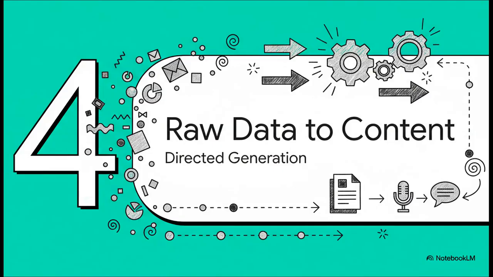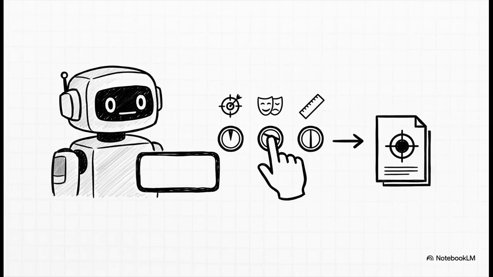Okay, let's dive into the payoff. This is all about turning that validated research into professional, ready-to-use content. This is where the whole workflow really comes to life. So a word of advice, never just hit generate. Take control. By giving really specific instructions for the focus, the tone, and the length, you can transform what would be a generic audio summary into a custom-made research brief, tailored to exactly what you need.